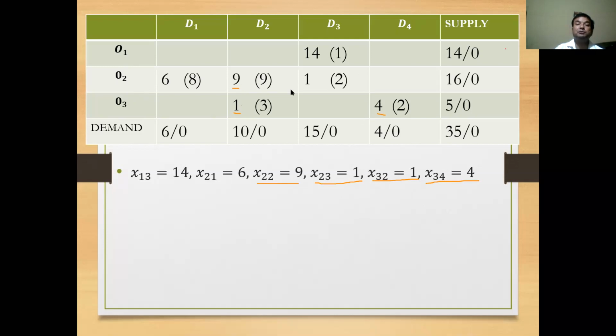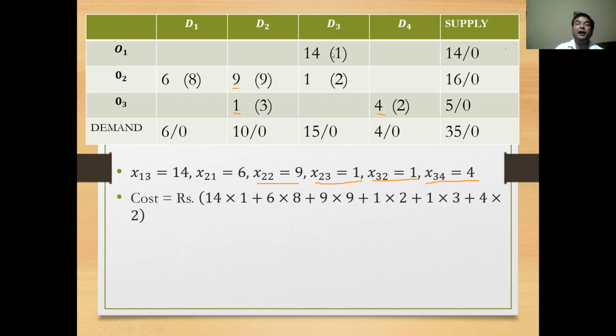And to find the total cost, what is to be done? Very simple. We simply multiply the cost per item and the total items. The values written inside the bracket are the cost per item, and the values written outside the bracket are the number of items. So total cost is number of items into cost plus number of items into cost, and so on. So 14 into 1 plus 6 into 8 plus 9 into 9 plus 1 into 2 plus 1 into 3 plus 4 into 2. After simplification, we have got the value rupees 156.